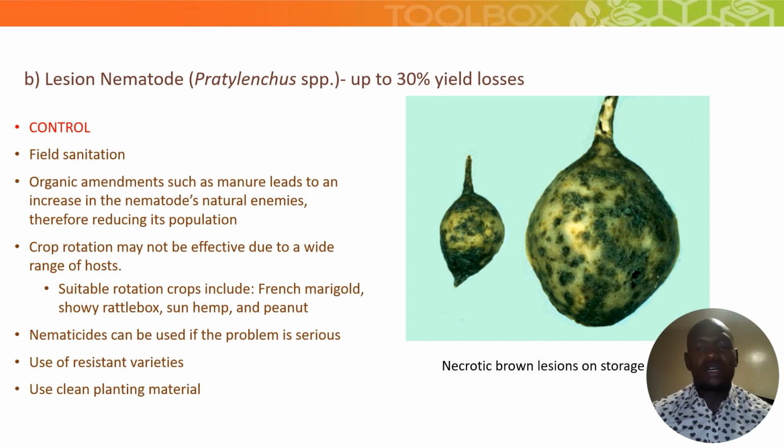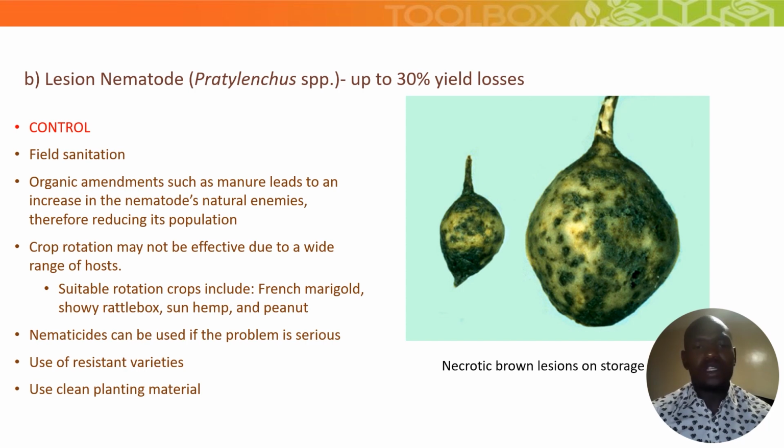Sweet potato can also be affected by the lesion nematode, which causes up to 30% yield losses, and this causes necrotic brown lesions on the storage roots. So you are compromising the quality of the roots, and they might not be good for the market. You can control this through field sanitation. Use of organic amendments, like manure, can lead to an increase in the nematodes' natural enemies, therefore reducing its population.